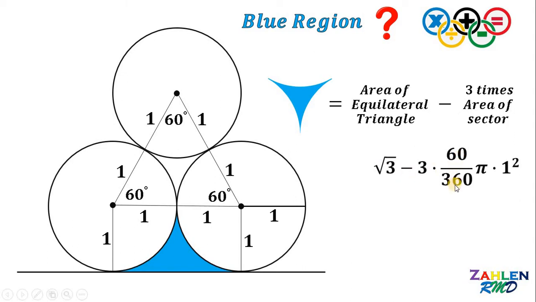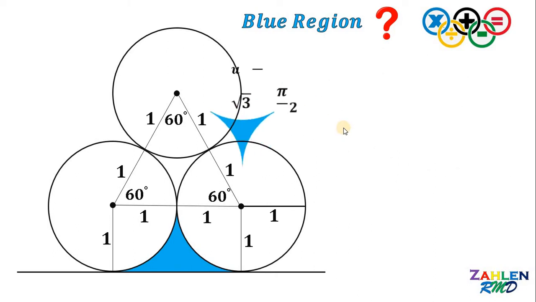Now, 60 over 360 is just 1 over 6. 1 squared is just 1. And then 3 times 1 over 6 will give us 1 half. So we have square root of 3 minus 1 half times pi. And 1 half times pi is just pi over 2. Therefore, the area of this region must be equal to square root of 3 minus pi over 2 square units.